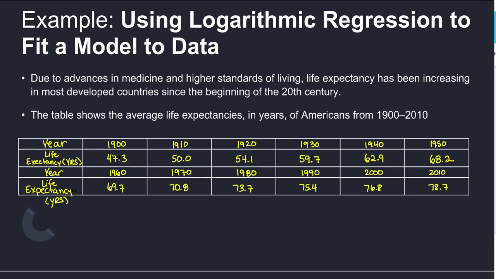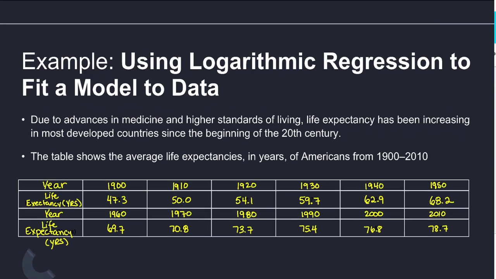Alright, so looking at this example, it says, due to advances in medicine and higher standards of living, life expectancy has been increasing in most developed countries since the beginning of the 20th century. The table shows the average life expectancies in years of Americans from 1900 to 2010. So notice we have 2 rows of years, so this is all the X's. And then we have 2 rows of life expectancy, so that's all the Y's.